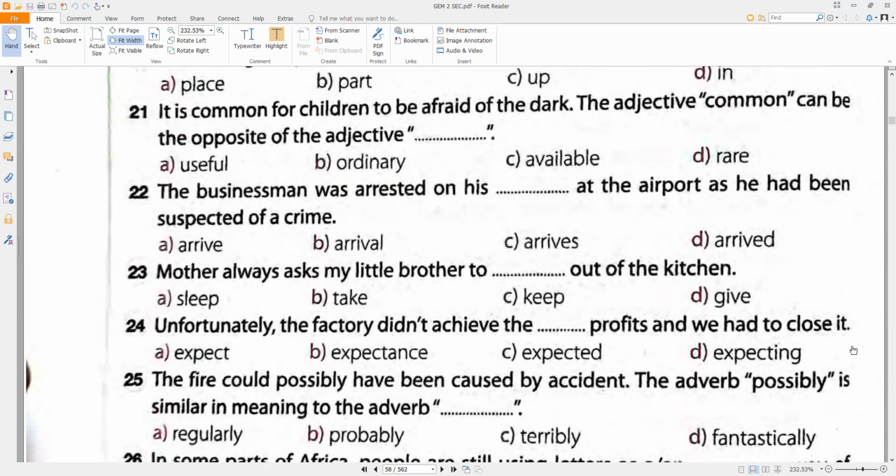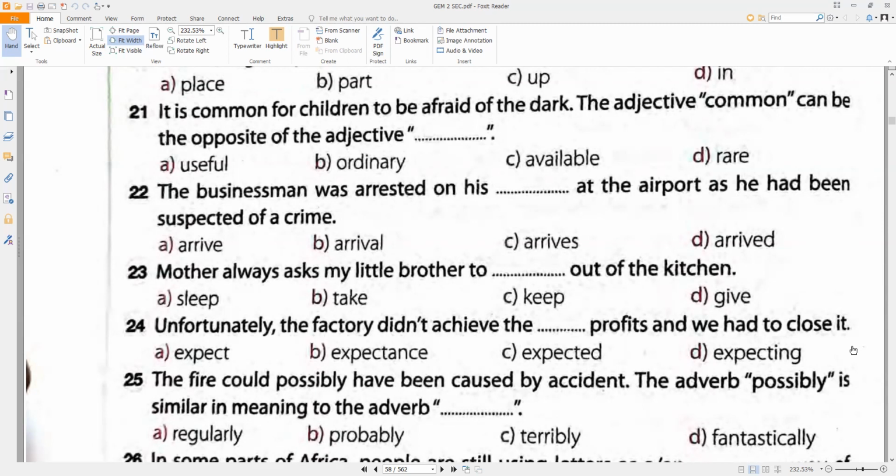Number 21. It is common for children to be afraid of the dark. The adjective common can be the opposite of the adjective useful, ordinary, available, or rare. Common, yes, rare. Very good.